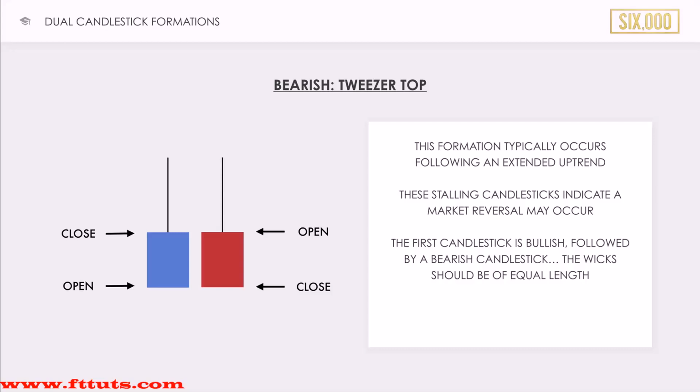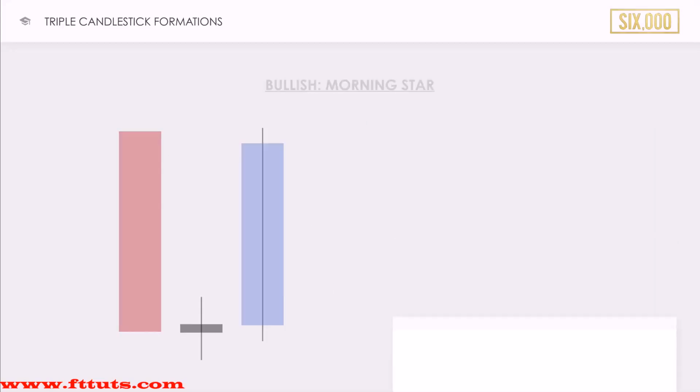The first candlestick is bullish, followed by a bearish candlestick, and the wicks should be equal length. As mentioned before, to simplify this, the candlesticks should have similar highs and lows. So in this situation, the highs should be of similar price, or similar length. And with the tweezer bottom, the lows should be of similar length or price.